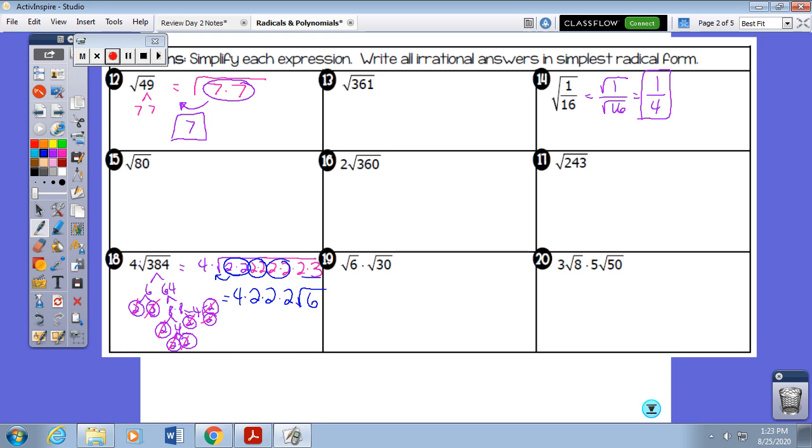Now I do need to multiply these through. So 4 times 2 is 8, times 2 is 16, times 2 is 32. So 32 square root of 6 is your final answer. Not the only way to do these problems, but it's the way that I suggest. Again, like 19, I would find all of the factors and then put them under one root together and pull out pairs.